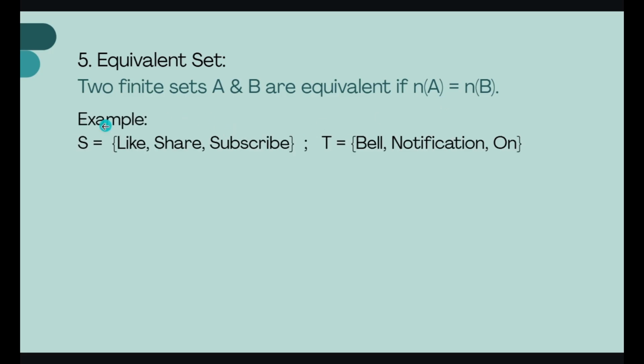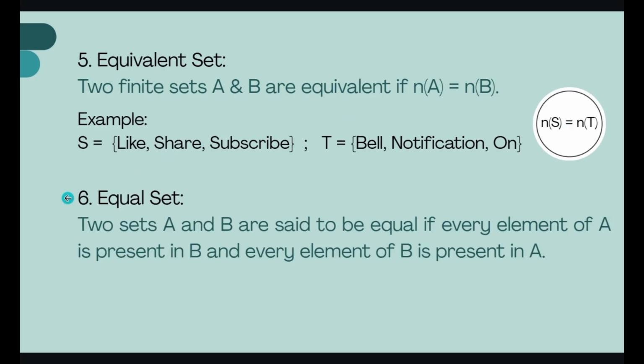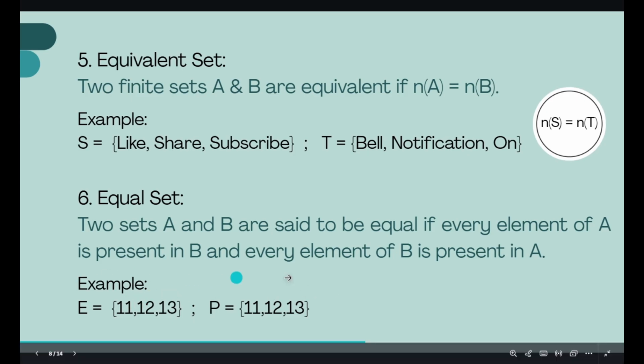From the example, there are two sets and in both of the sets there are an equal number of elements. So we can write it as the number of elements in set S is equal to the number of elements in set T. Sixth one, equal set. Two sets A and B are said to be equal if every element of A is present in B and every element of B is present in A. From the example, there are two sets E and P and both of them have the same elements present.